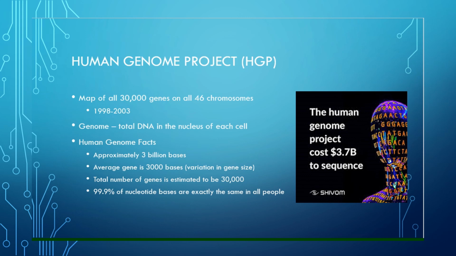So some fun facts about this project. About the genome, there are approximately 3 billion bases, and the average gene is about 3,000 bases, but varies in size. The total number of genes is estimated to be 30,000, and 99.9% of nucleotide bases are exactly the same in all people. And another fact for you, the project to map the human genome cost $3.7 billion.